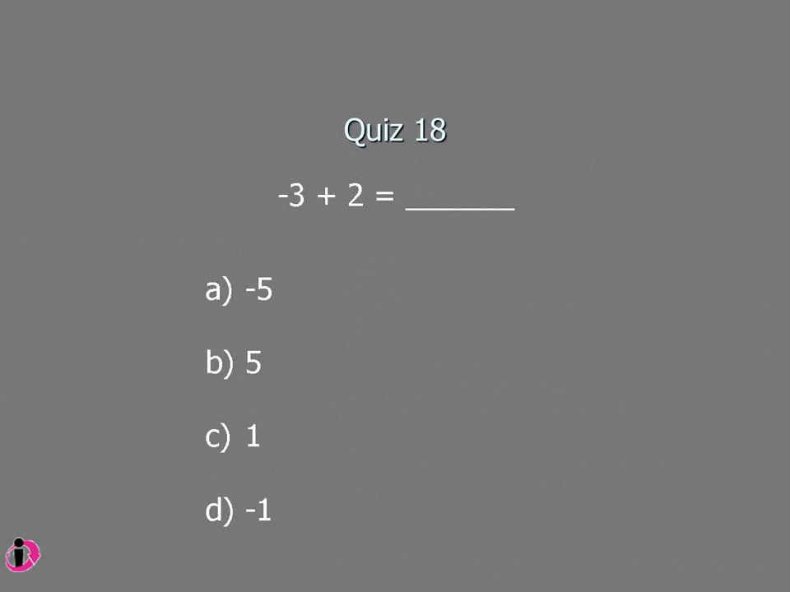Negative 3 plus 2. They have different signs, right? They have different signs, so it will be a subtraction. You keep the sign of 3. So right answer is D.